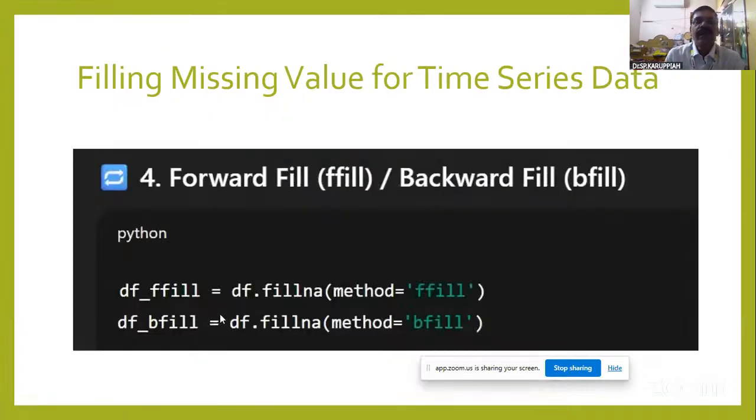If we go for time series data, I can go for forward fill or backward fill, bfill or ffill. Say we have week 1, 2, 3, 4, 5, 6, 7 days. If the fifth day is the missing value, I can take the fourth value, that is called backward fill. I can take the sixth value as the missing value; you can go for forward fill. That is called forward and backward fill.